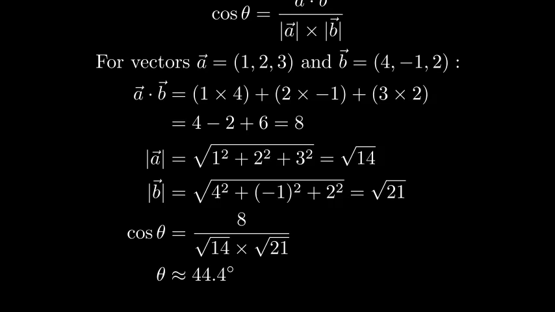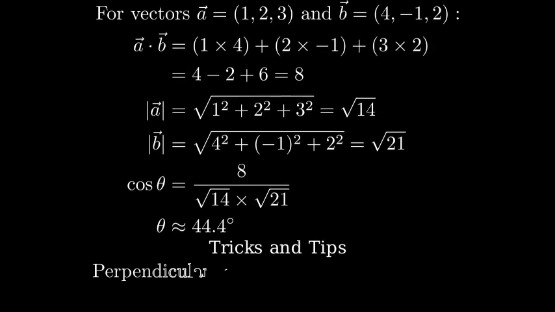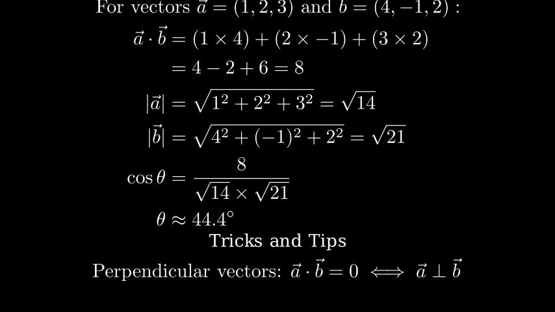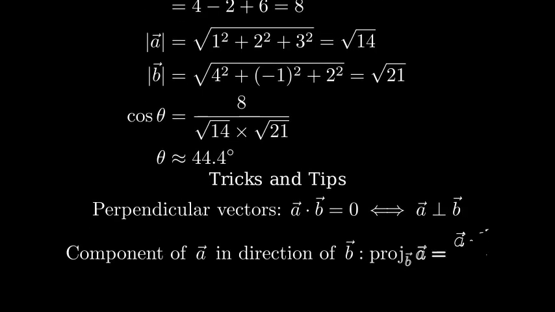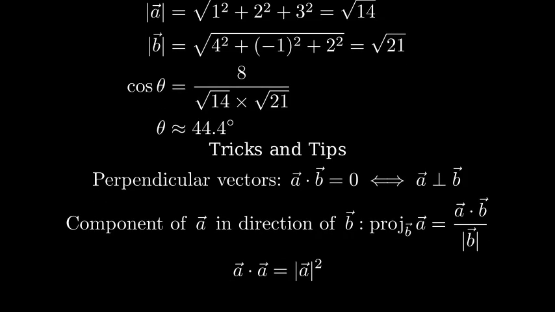Let me share some tricks and tips for working with dot products. First, when you need to find if two vectors are perpendicular, just check if their dot product equals 0. Second, to find the component of one vector in the direction of another, divide the dot product by the magnitude of the second vector. Finally, the dot product of a vector with itself gives the square of its magnitude, which can be a useful shortcut.